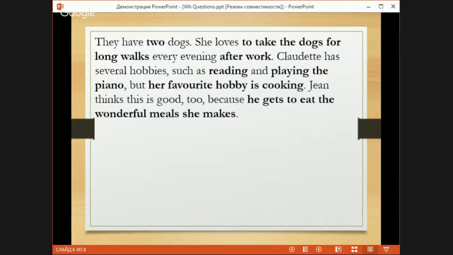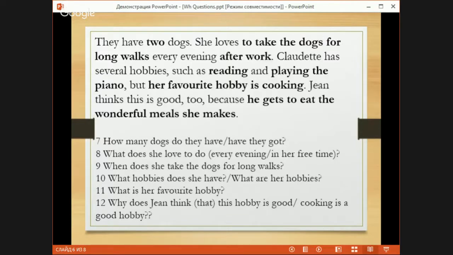Let's move on because we don't have a lot of time. As they have 2 dogs, the question, how many dogs do they have or have they got? She loves to take the dogs for long walks. What does she love to do? Every evening or in her free time. She has some hobbies. So what hobbies does she have and what are her hobbies?